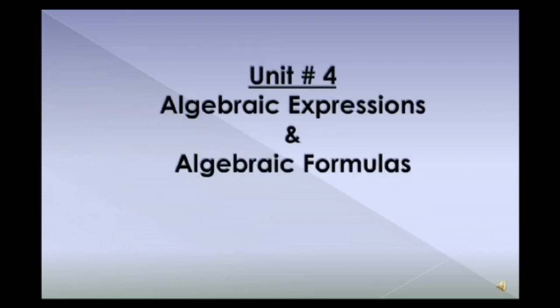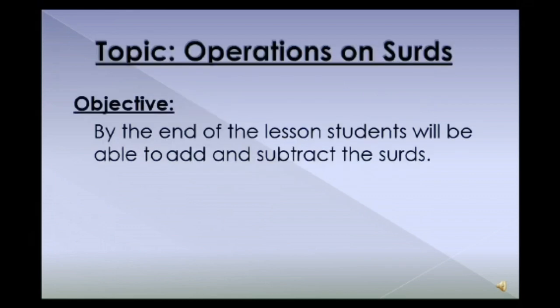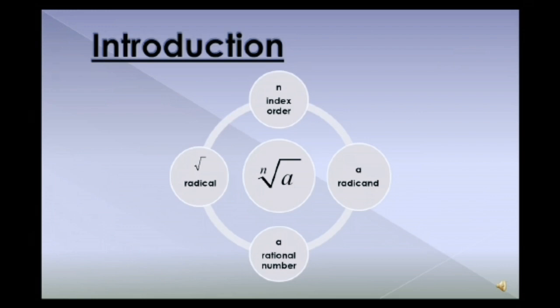Students, you know we are doing unit number 4, algebraic expressions and algebraic formulas. And the topic for the day is operations on surds. So the objective is that by the end of the lesson, students will be able to add and subtract surds. First of all, what is a surd? We have done this, but again we will repeat. The nth root of a is a general form to write a surd, where n is the index or order, the root sign is the radical, a is the radicand, a rational number.